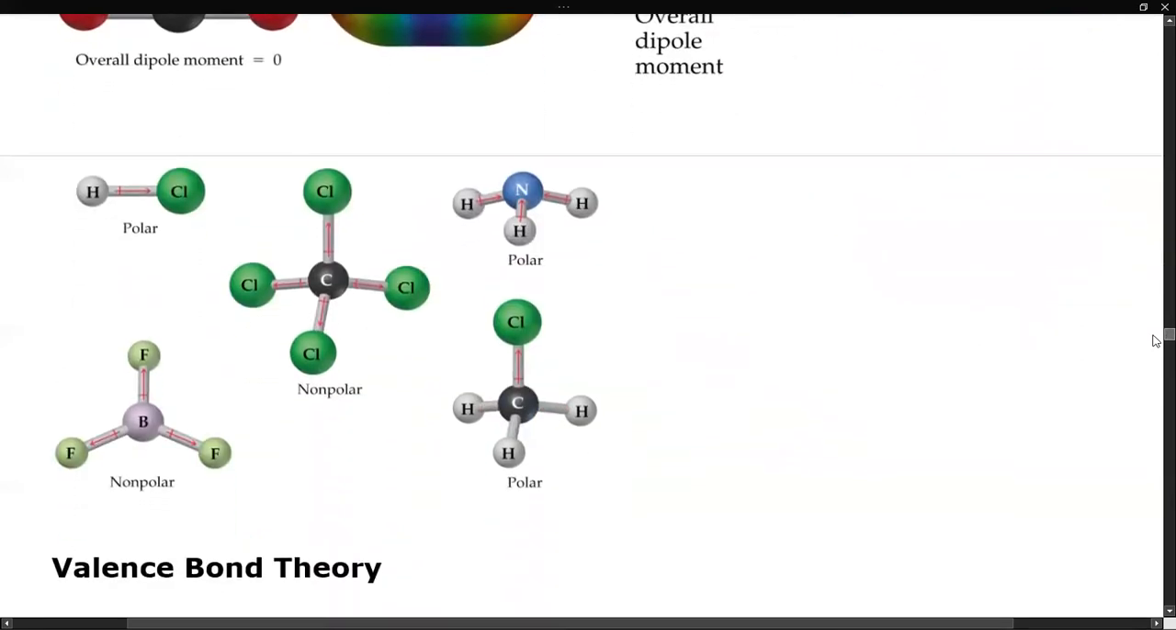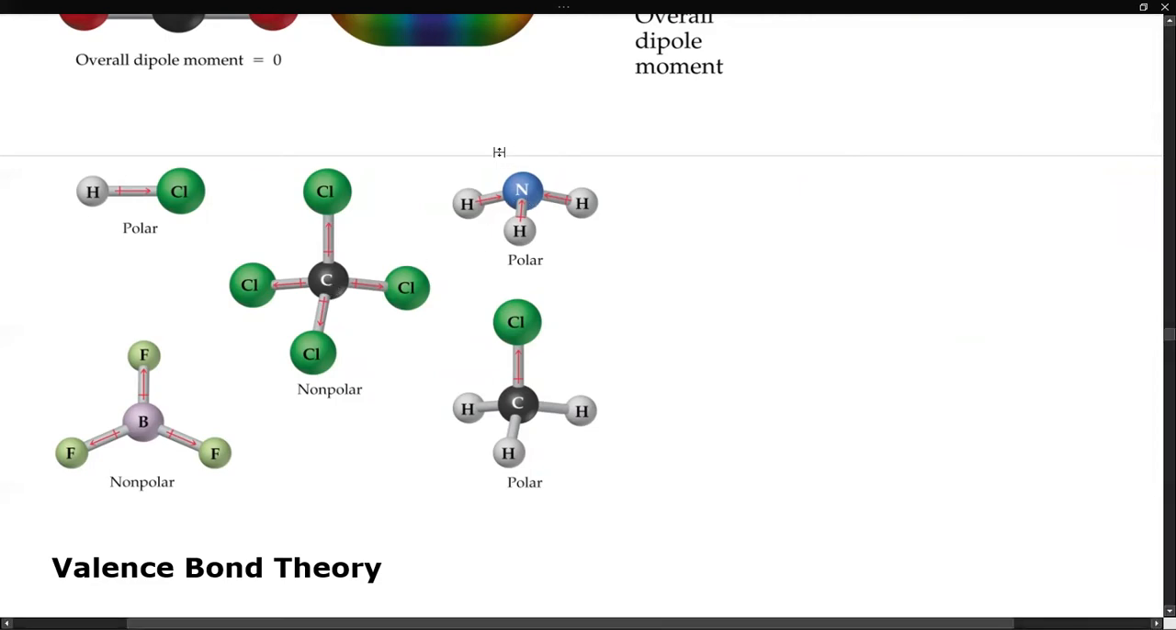Now, HCl is polar, because if you've got a polar bond and it's diatomic, you've really got no choice. In the case of carbon tetrachloride, you've got polar bonds, but they're all equal and oppositely spaced, such that you're not really going to get net poles on the molecule, so that's nonpolar.